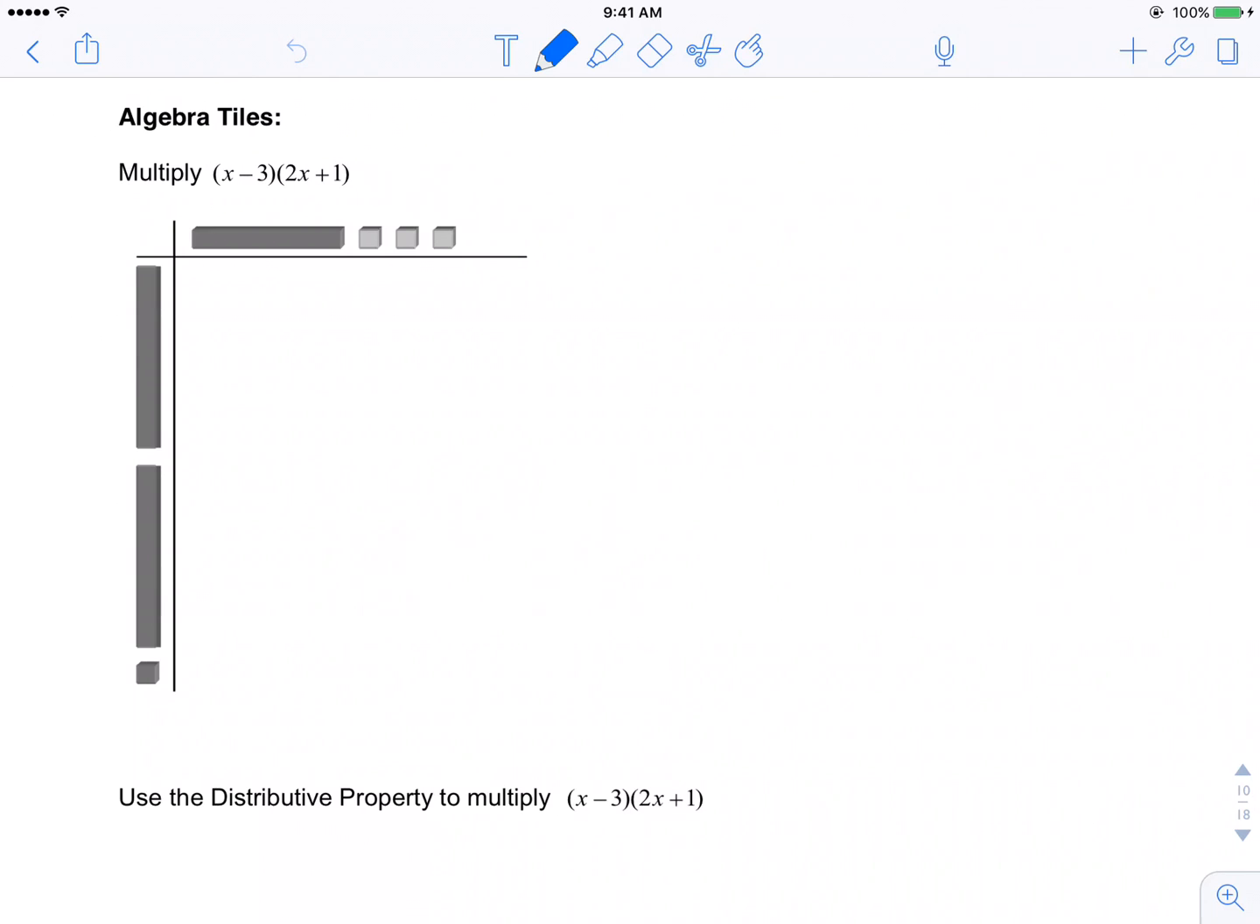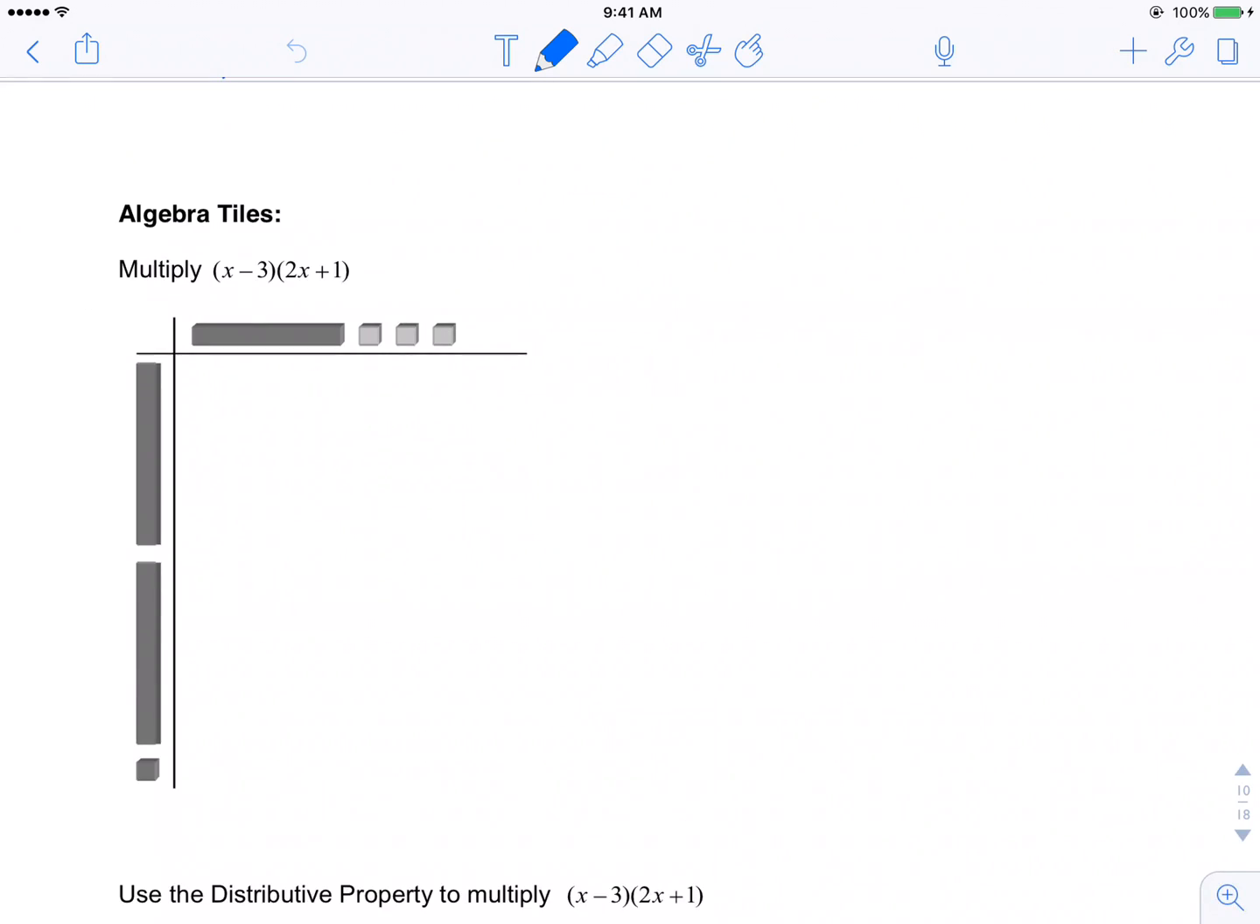So in this example, we look at how we can use algebra tiles to show the multiplication of this binomial, x minus 3 times 2x plus 1. And one thing you have to remember about the algebra tiles, well, a few things. We have three different shaped algebra tiles: big squares, rectangles, and small squares. And the areas of each of those represent something.